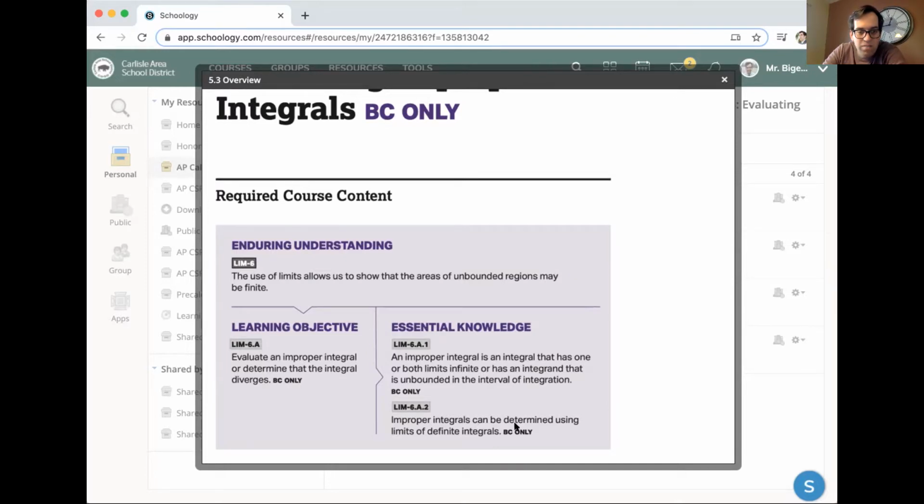And improper integrals can be determined using limits of definite integrals. So limits are coming back. Infinity is going to be present in our integrals. So let me pause this and we'll switch over to the notes.